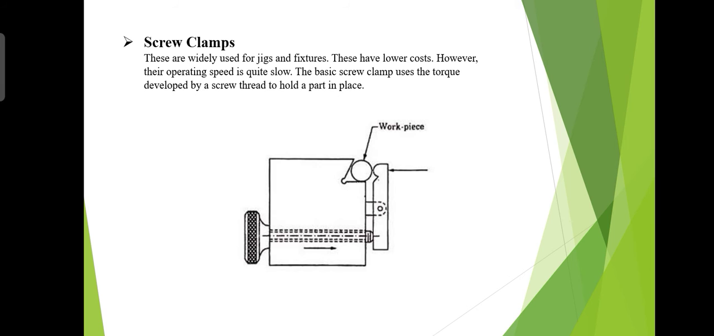The basic screw clamp uses the torque developed by the screw thread to hold a part in place. This one is the workpiece, and this is the diagram of a screw clamp. It will hold the workpiece with the help of clamp torque. This is developed by the screw threads.